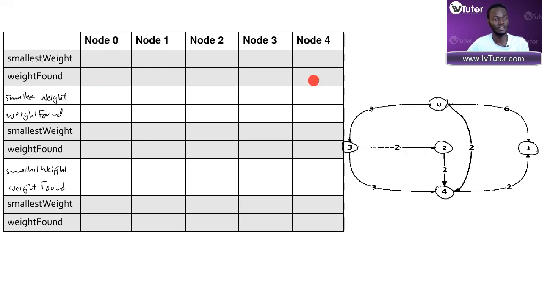So this is a Boolean array. The weight found array is Boolean, which means you only put true, false values, nothing else. And this here is your weight array. In other words, you put the values of the numbers that are representing the distance, in this case, from node 0 to that particular node.